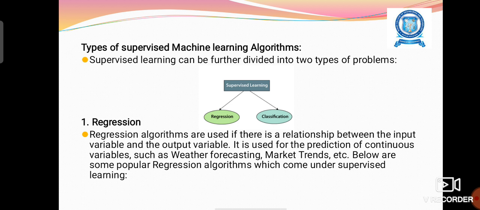Then supervised learning may be of two types: regression and classification. Regression algorithms are used if there is a relationship between the input variable and the output variable. So it is used for the prediction of continuous variables such as weather forecasting and market trends. So if the value is continuous, then it is used to predict the output.